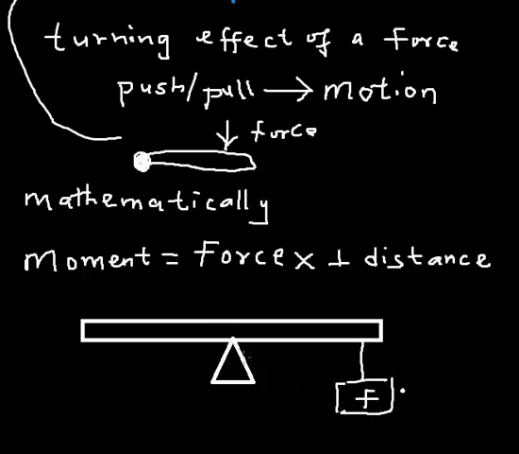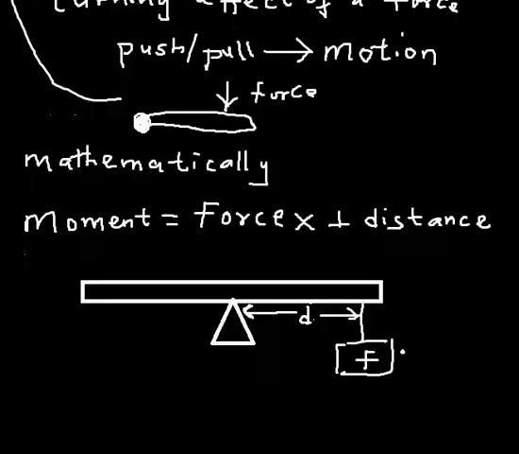Now remember there's a distance between the point of the pivot and the point where the force is applied. Let me call that distance D, and that distance is always perpendicular. The force is vertical, the distance is horizontal. So the distance is perpendicular. That is why, if I want to evaluate the moment, the moment is going to be equal to force multiplied by the perpendicular distance.